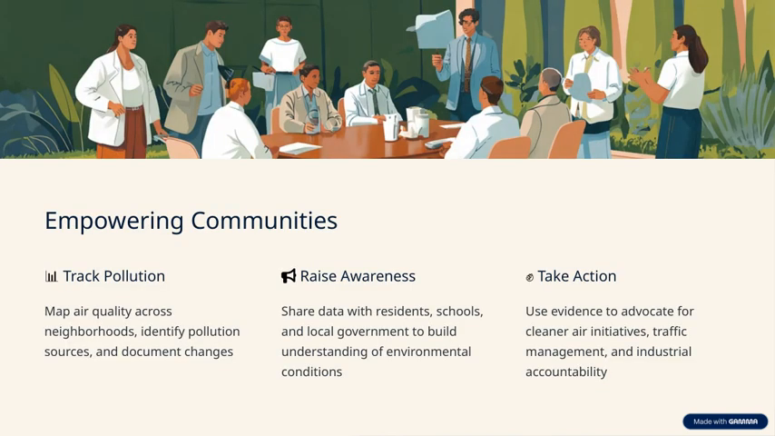So let's talk about empowering communities, which is really at the heart of our environmental efforts. First, there's the idea of tracking pollution. This means mapping air quality across different neighborhoods so we can see where pollution levels are highest. By identifying pollution sources, whether they're traffic, factories, or other factors, we can better understand what's contributing to the problem. And importantly, we can document how conditions change over time, helping us see if our actions are making a difference.